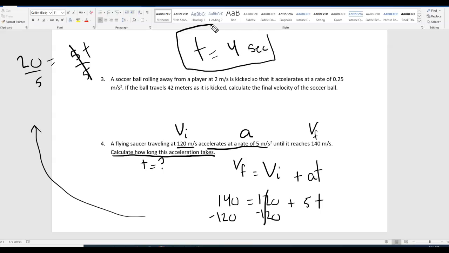And so that is the answer for question number 4. So hopefully that's what you got for question number 4.